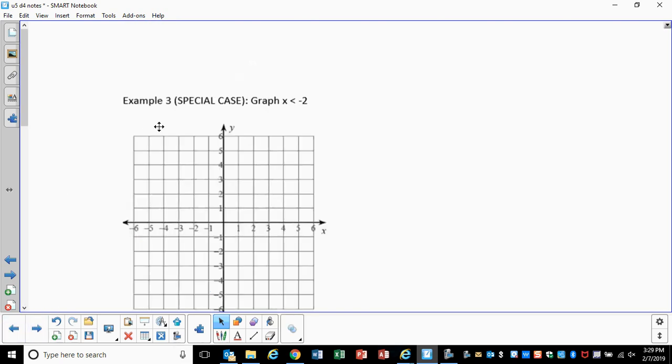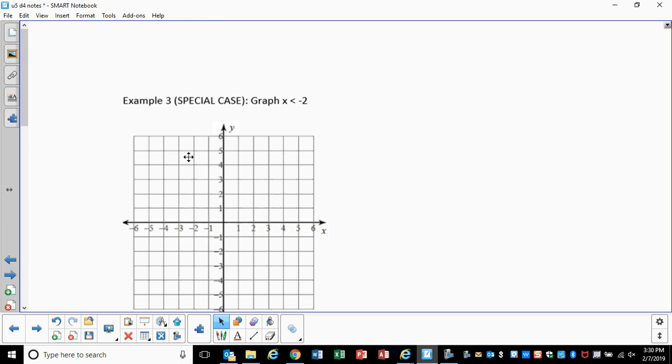Last one, this is a special case. So we have to graph x is less than -2. So whenever we just have one variable and not the other one, it's part of HOY VUX. So when it's x equals or x is less than or greater than whatever, it's just x, that means we have a vertical line going on. Okay, that's the x is part of the VUX, V stands for vertical. So we're going to draw a vertical line through when x is -2 right here.